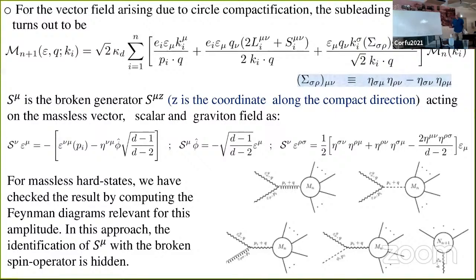Okay. And we have also checked this contribution by direct calculation. We have taken an amplitude that describes the interaction between graviton, dilaton, and vector. For this amplitude, we have computed all the possible diagrams that can contribute to this process. And we have got exactly the same result, with the difference that in the lower dimension we are able to get this operator, but we are not able to identify it with the spin, because in the lower dimension we don't have this operator.